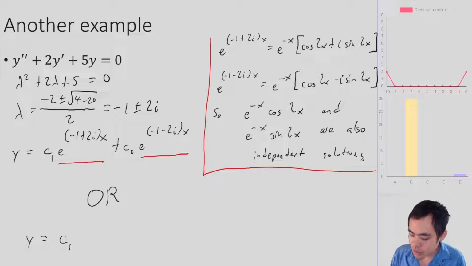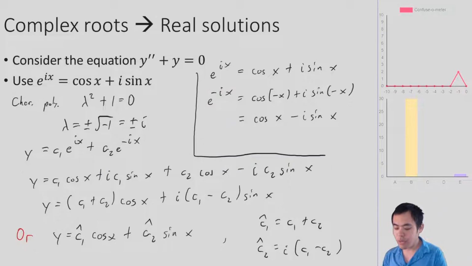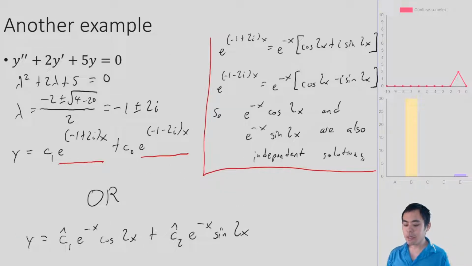So this here is some constant. Let's call it c1 hat e^(-x) cosine 2x plus some other constant c2 hat e^(-x) sine 2x. Which is basically the same as on this previous one, where instead of using e^(ix) and e^(-ix), you combine together cosine of x and sine of x. Here, instead, we're combining together e^(-x) cosine 2x and e^(-x) sine 2x.